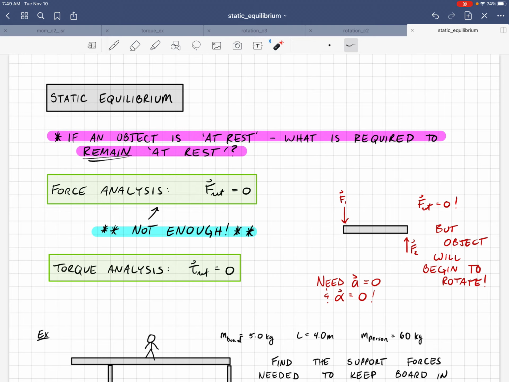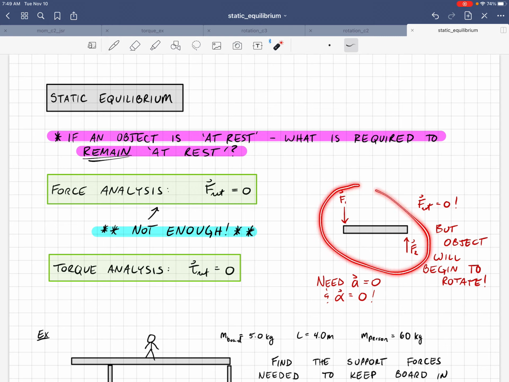So what we want to think about here is, if an object's at rest, what is required to remain at rest? And if you think back to our force chapters and our force analysis, the requirement was that the net force acting on the object had to add up to zero. The net force was zero. That would give you zero acceleration, so the object, if it was at rest, would stay at rest. That was back in force analysis when we didn't consider extended objects and we didn't allow for rotation.